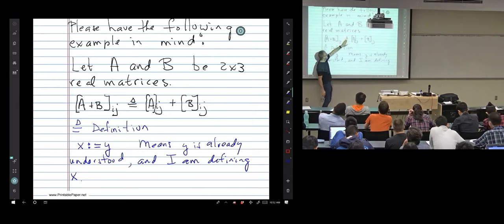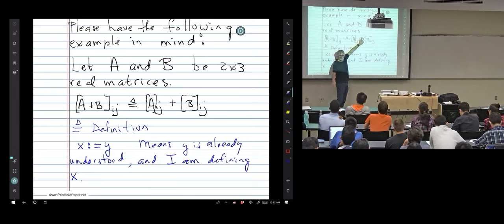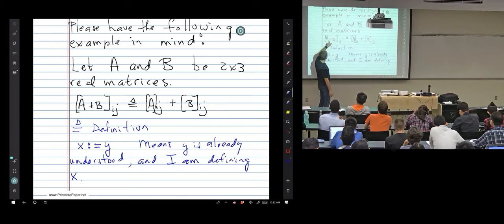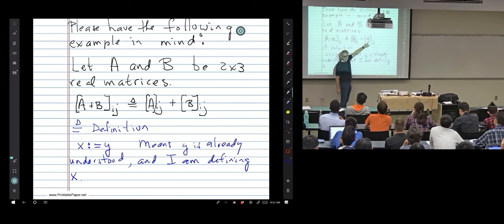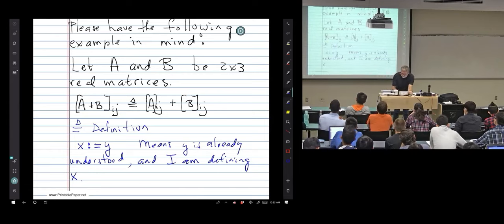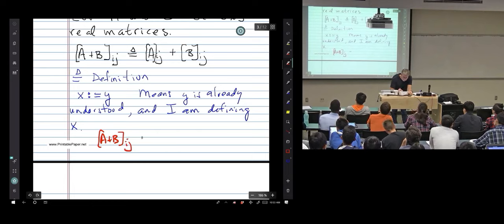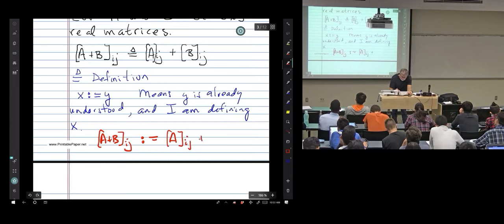You guys have seen this a lot of times for equals by definition, but are you defining the left-hand side or are you defining the right-hand side? Meaning, are you supposed to already know what this means and hence this is telling you what this means? Or you already know what this means and you're defining what this means here? So for this, I would prefer to write it like this. A plus B, ij is by definition equal to A ij plus B ij.